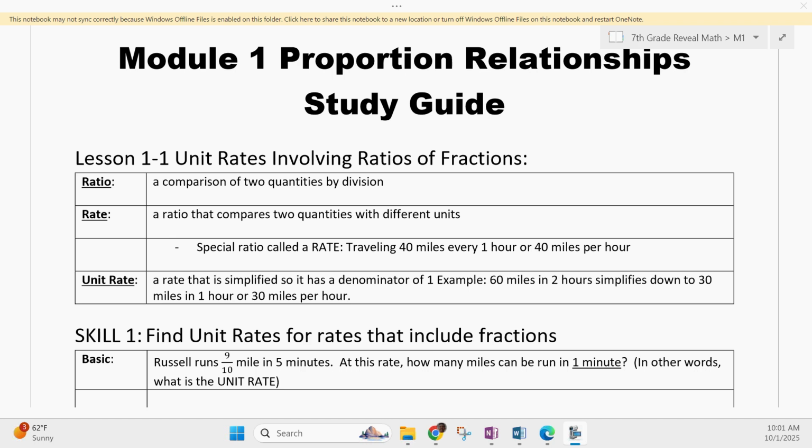All right, we are going to do our study guide for the proportional relationships module that we're on right now. And let me get some volunteers to read over our vocabulary. So our first vocabulary word is going to go out to Drew. Please read about ratios.